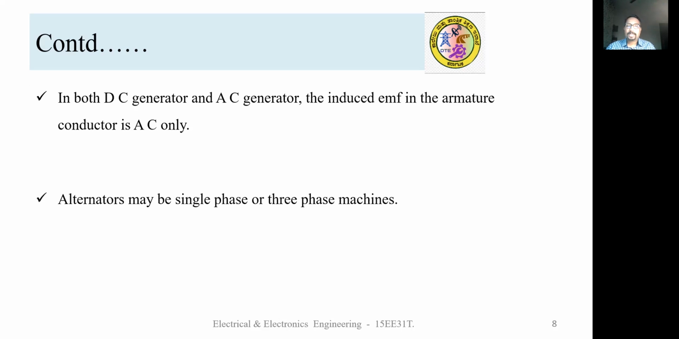Next one is, alternators may be single phase or three-phase machines. So the types of alternators are nothing but single phase alternators or three-phase alternators. If you see the types of AC generators in particular, we have induction generators and we also have synchronous generators. Okay.